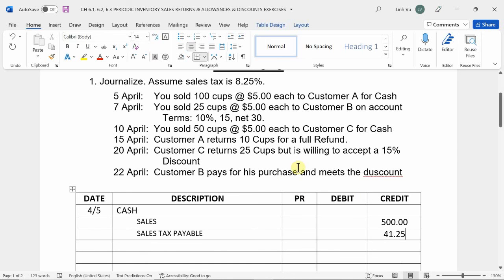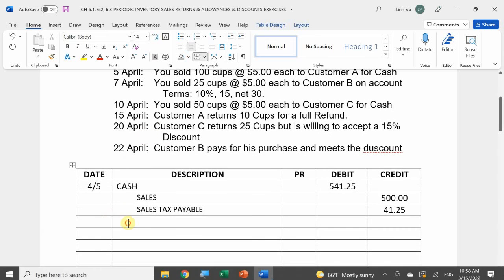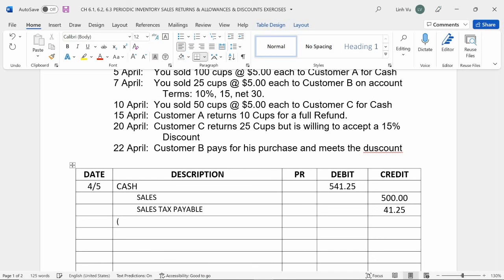$41.25. Okay, in grand total, how much money am I going to be collecting from customer A? Very good. And of course, you can put your description here saying you sold 100 cups to customer A.